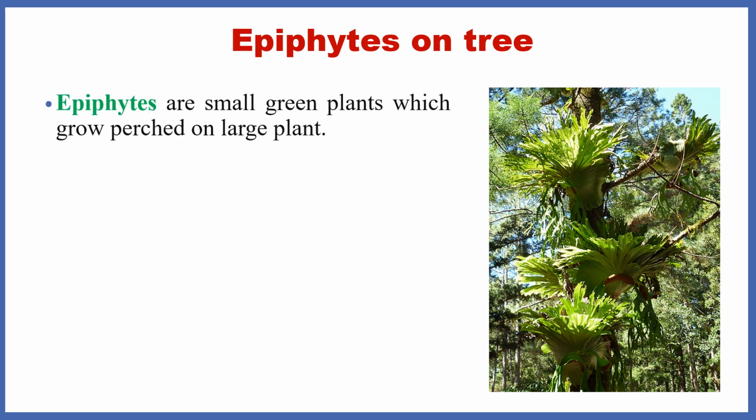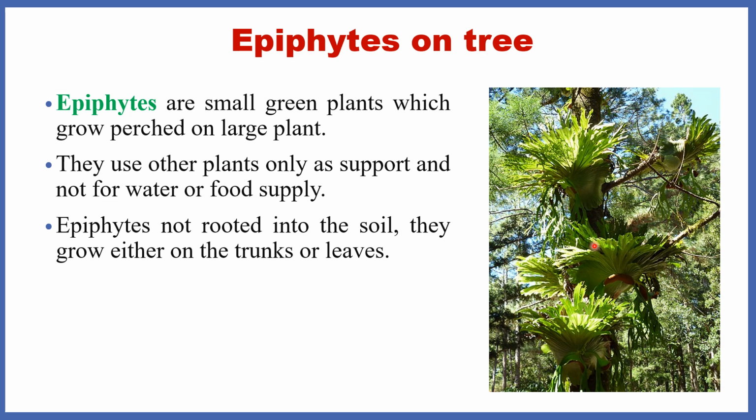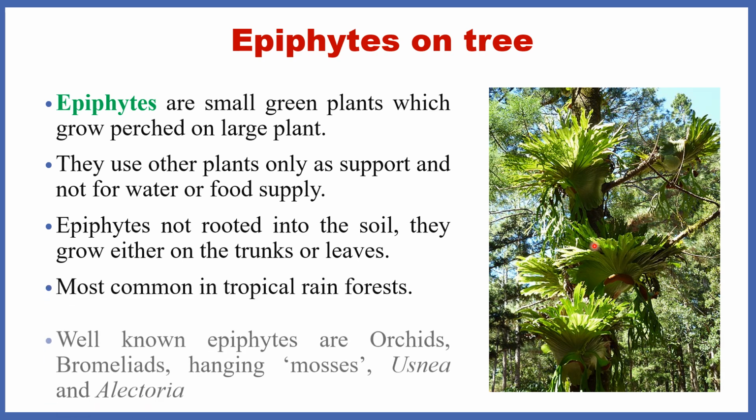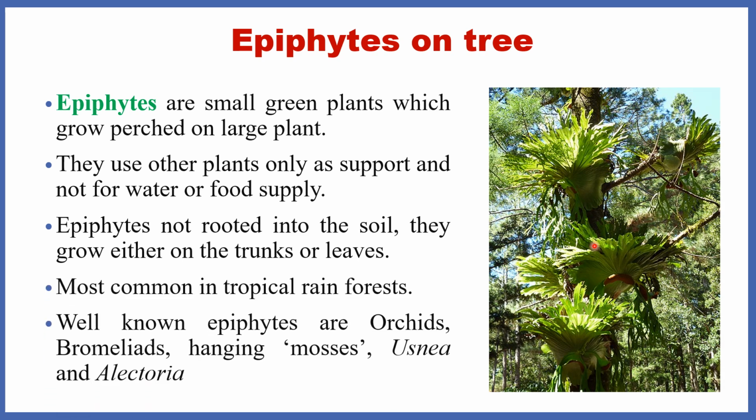So this is another example, epiphytes on trees. Epiphytes are small green plants which grow on the branches of large plants. In this way, they take support from the large plant and obtain adequate light by living on the trees, and prepare their own food. They are called air plants because they are not rooted into the soil. They are mostly found in tropical rainforests. The well-known epiphytes are orchids, bromeliads, hanging mosses, usnea, and alectoria.